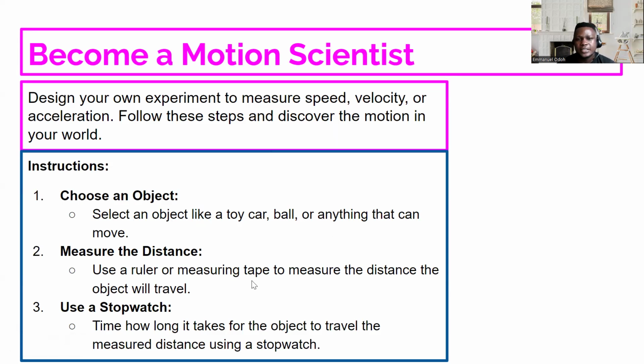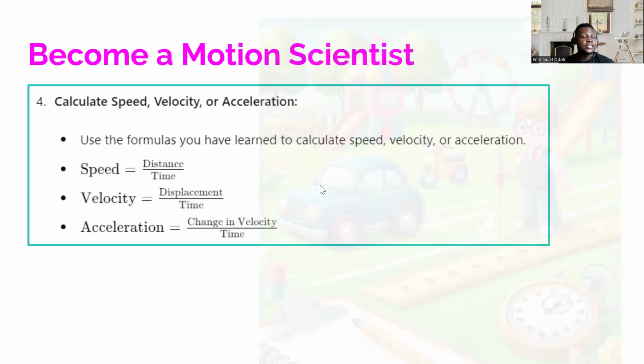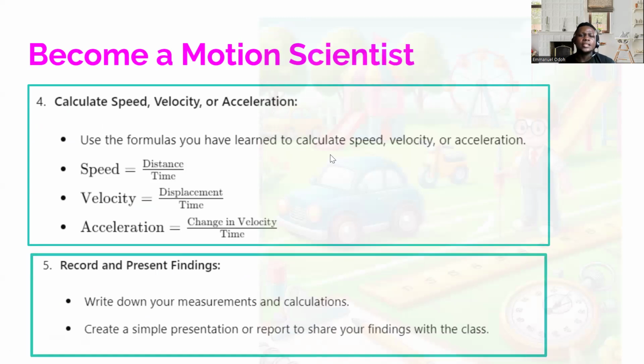Use a ruler or measuring tape to measure the distance the object will travel. Use a stopwatch to time how long it takes for the object to travel the measured distance. Then calculate the speed, velocity, or acceleration from the parameters you've measured. Use the formula for speed as distance over time, velocity as displacement over time, and acceleration as change in velocity over time. Then record and present your findings. Write down your measurements and calculations. Create a simple presentation or report to share your findings with your class.